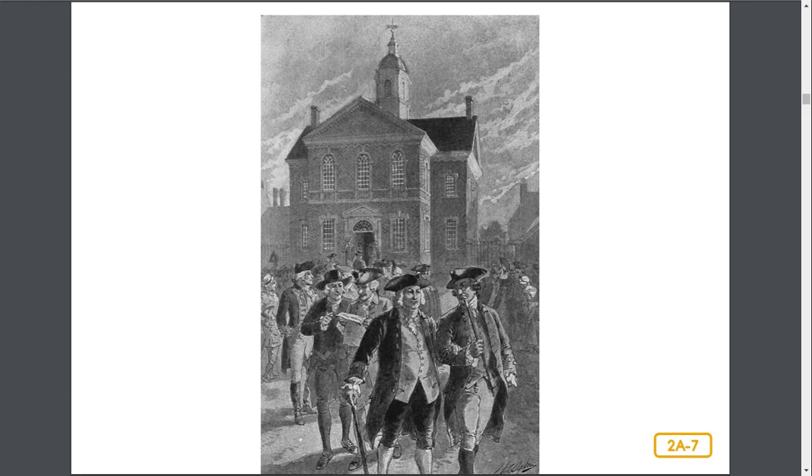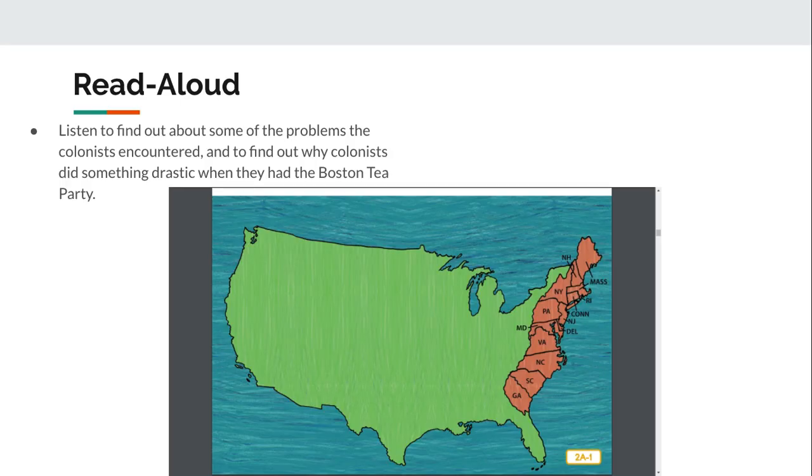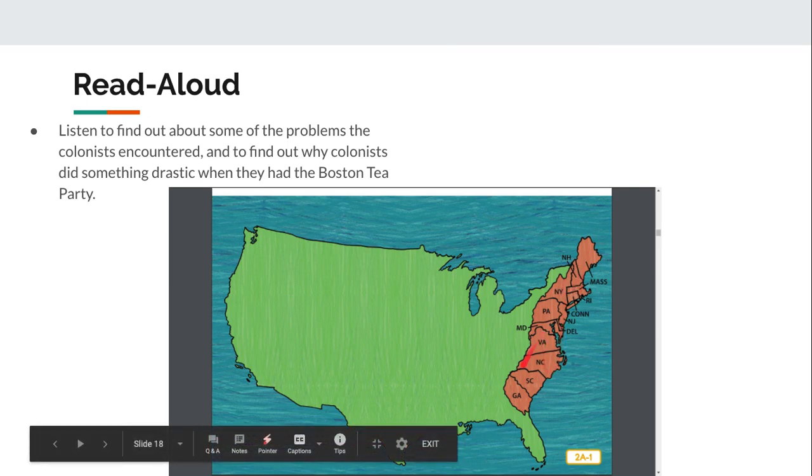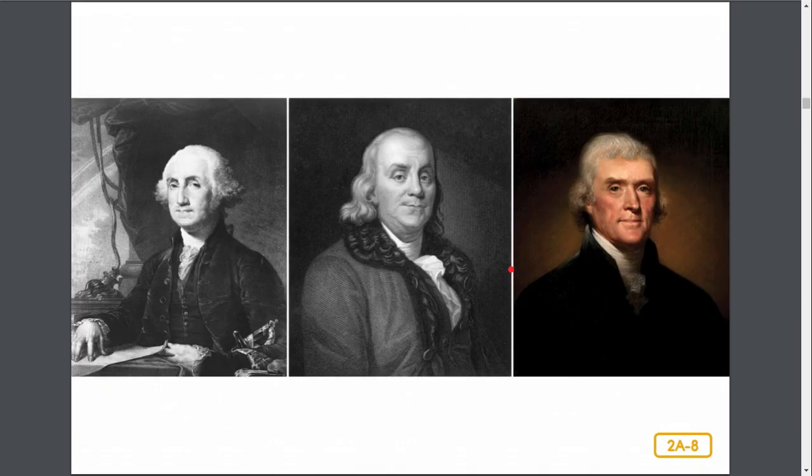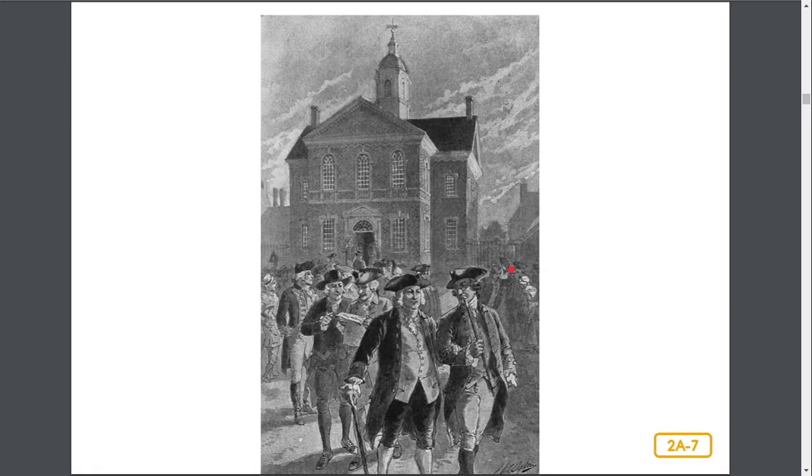So, let's see. I'm going to go back just for a minute. So, they're meeting in Pennsylvania, right here. Well, in Philadelphia, Pennsylvania. Okay. And this is about midway for all of these colonies and all of these colonies. All right, so these are your southern colonies, and these are your New England colonies. Ooh, one too far. There we go.